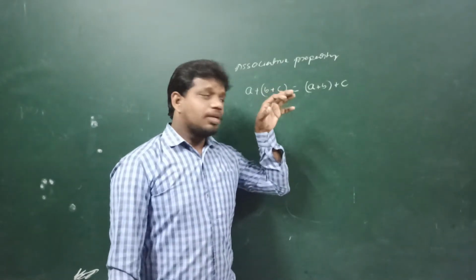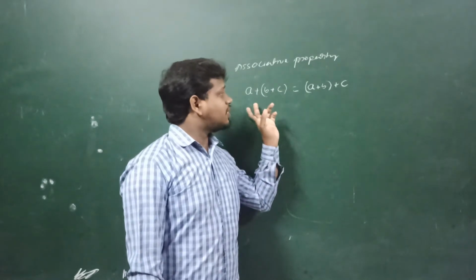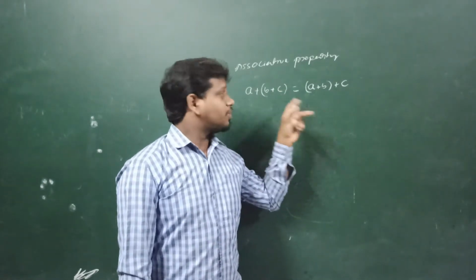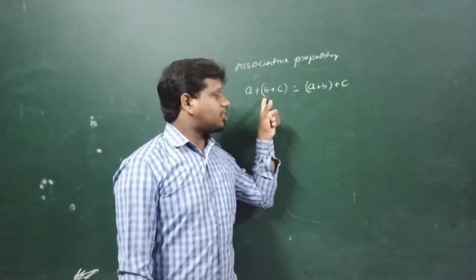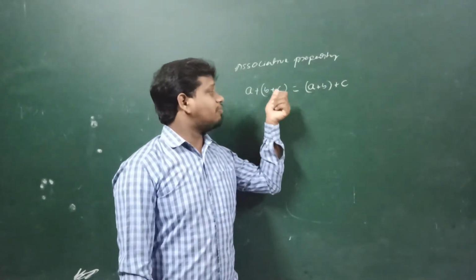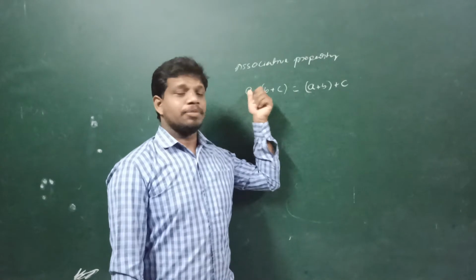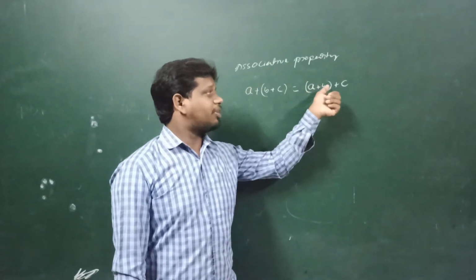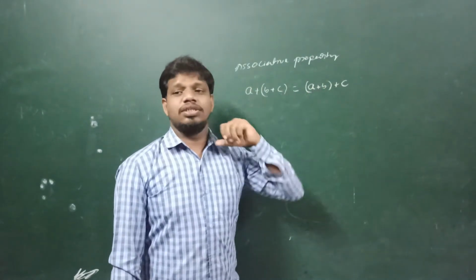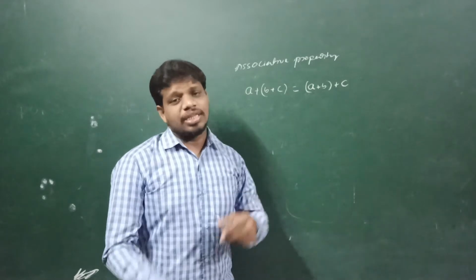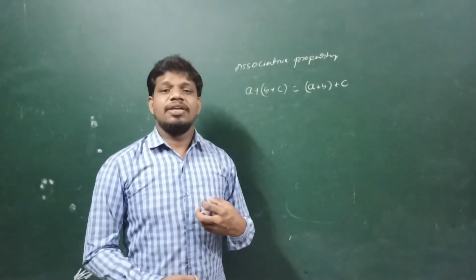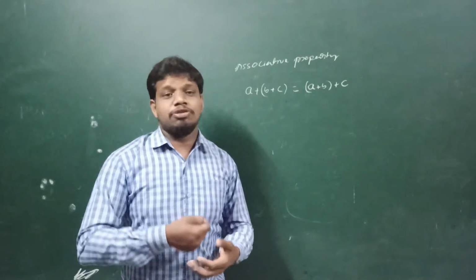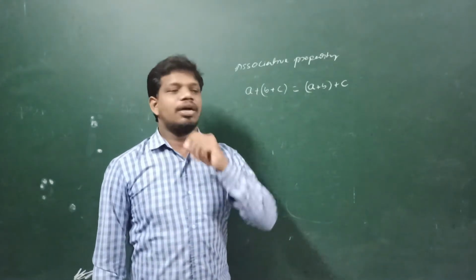are three rational numbers. Okay. If the numbers satisfy the given condition, meaning the sum of the second term and third term, then the first term, and the sum of the first term and second term, then the third term, are equal, then we can say the rational numbers satisfy which property? Associative property under addition.